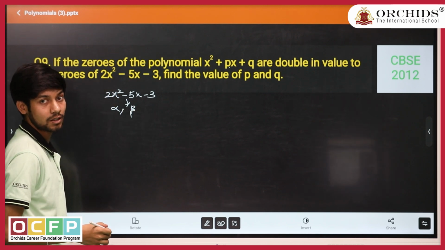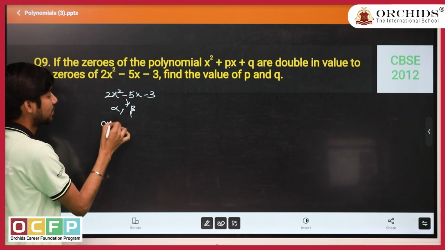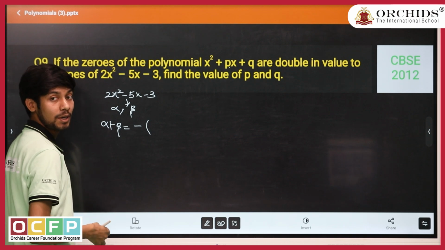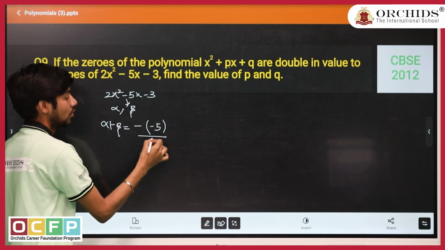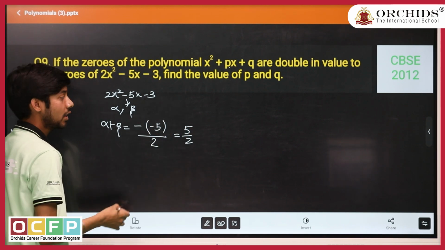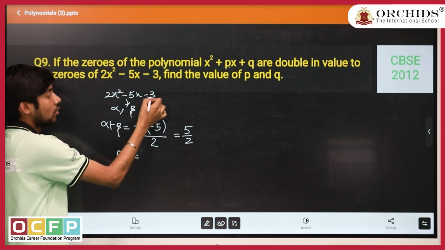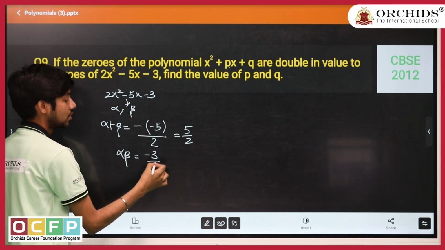So with the relation of zeros of polynomial with the coefficients, we can write alpha plus beta is equal to minus of b by a. Here b is minus 5 and a is 2. It is equal to 5 by 2. What will we get for product of zeros? Alpha into beta, it is equal to c by a. Constant term is minus 3 and coefficient of x square is 2.